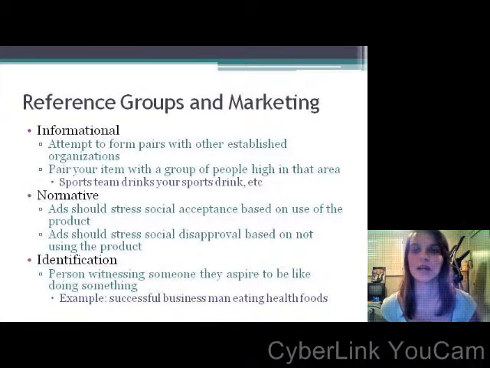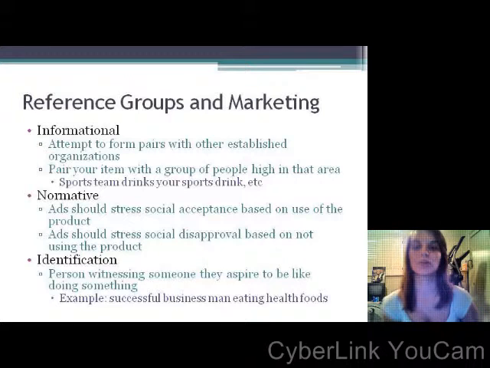Now, how do we use this for marketing? For informational, you want to attempt to form a pair with an established organization. So if you're selling a sports drink, maybe try to have a popular sports team drink your drink. If it's normative, your ad should stress either social acceptance or social disapproval based on use or non-use of the product. Finally, next is identification.